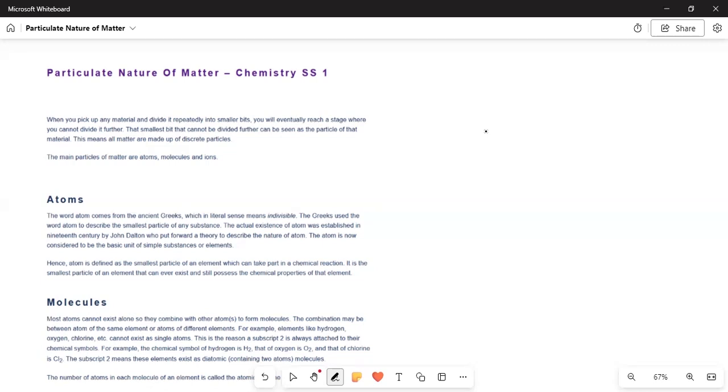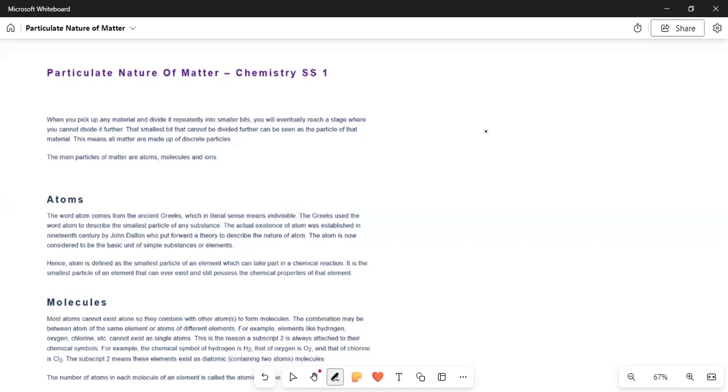question is an element. In other words, the smallest particles of elements are atoms. And it could be a molecule if the substance in question is either an element or a compound. Then it could be ions if the substance in question is a charged particle. Then the question is, what is an atom, what is a molecule, and what is an ion?